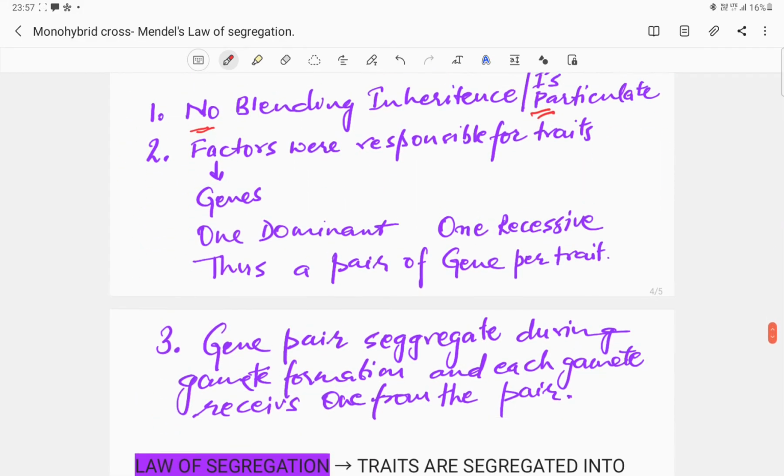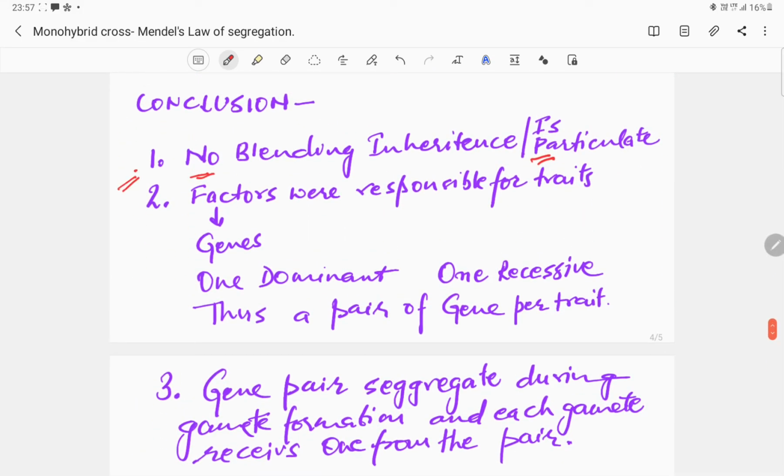So I hope you've understood the first point. Why could he conclude? He concluded that inheritance is not blended, it is particulate, right? It is basically transferred by particles. Why did he say so is something that we'll look at in just a moment.